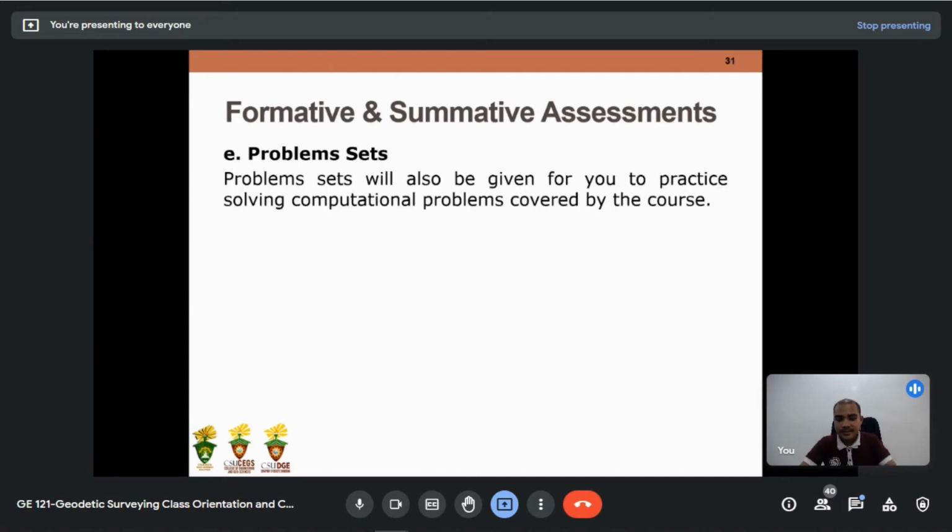Next is problem sets. Problem sets will also be given for you to practice solving computational problems covered by the course. Again, dili man jud nato ma-discuss. Bisag gusto ko nato na taas ang oras to have computational problems, pero kulangon ang oras, so mao ni si problem sets. So mo-allow ni sa inyo na maka-practice mo solving, given nga kamo ang nagbuhat sa inyong problem sets, no?